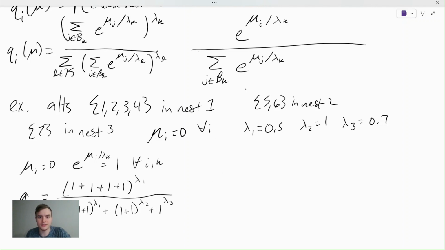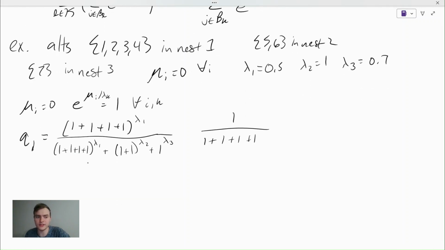Well, each of these we just said was 1, so this is 1 over 1 plus 1 plus 1 plus 1. That makes sense. Once you've chosen the nest, the 4 alternatives are all equal utility, so it's just a 1/4 probability you get alternative 1, right? So Q1 would be the same as Q2, Q3, Q4.